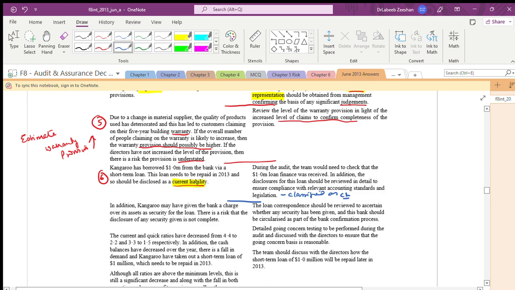During the audit, the team would need to check the 1 million loan finance. First, you have to know whether we have received it or not. Once it has been received, it has to be disclosed as per the accounting standards. If it is less than 1 year, it has to be shown as a current liability. In addition, Kangaroo may have given the bank a charge over the assets as security for the loan. There is a risk that the disclosure of any security is not complete.